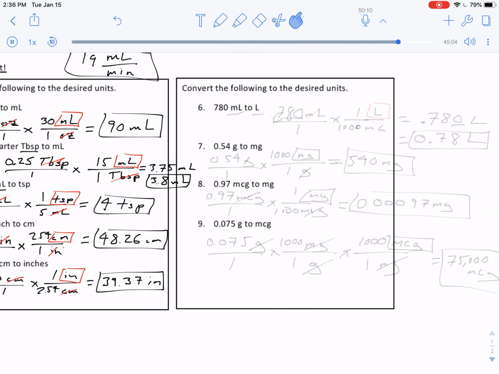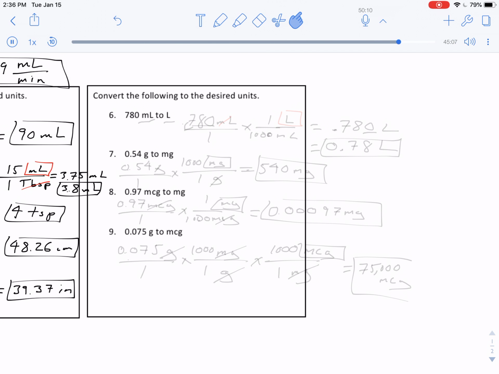Let's go to the next set. All right, number 6. I got milliliters to liters. So these are great, right? It's just going from metric to metric. So I just need the conversion. I'm really just going to move the decimal. So if you know how to move the decimal, do it. I got 780 milliliters. I want milliliters to cancel, so I want milliliters in the bottom, liters in the top. 1,000 milliliters to 1 liter is what we're talking about. Things cancel, and I'm left with liters.